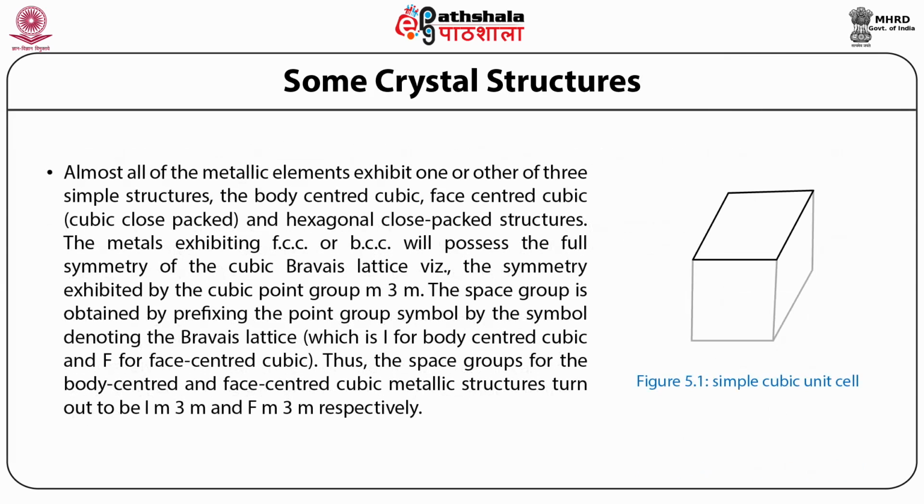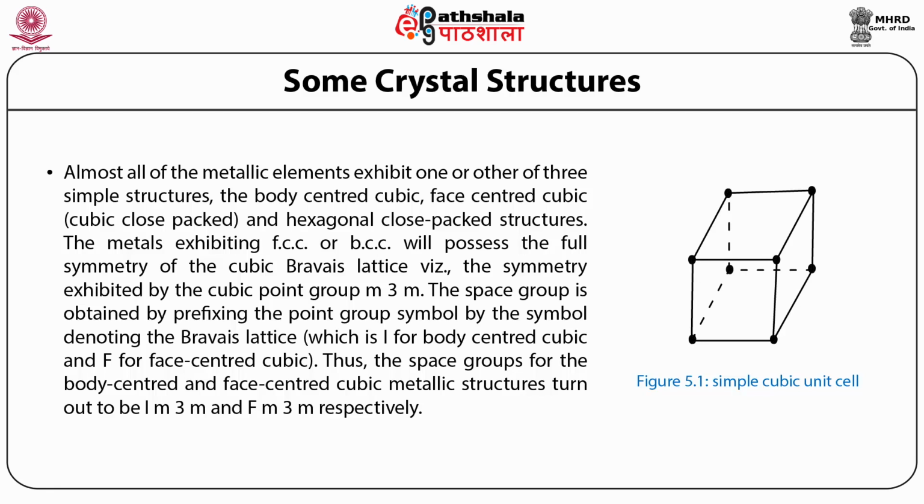Almost all of the metallic elements exhibit one or other of 3 simple structures: the body-centered cubic, the face-centered cubic (cubic close-packed), and the hexagonal close-packed structures. The metals exhibiting FCC or BCC will possess the full symmetry of the cubic Bravais lattice, namely the symmetry exhibited by the cubic point group m3m.